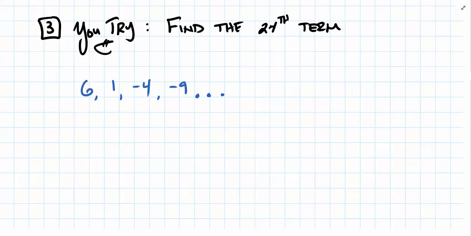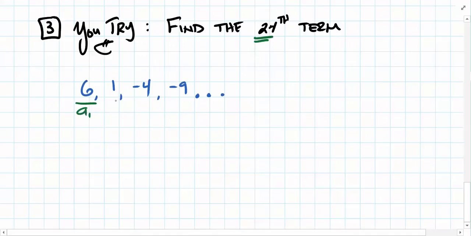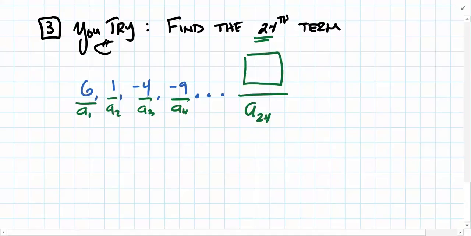Okay, box number 3, this is a U-try. It says find the 24th term of this arithmetic sequence. So you're given 6, 1, -4, -9. This is a sub 1, this is a sub 2, this is a sub 3, this is a sub 4. I want to know what the a sub 24 value is going to be. So you need to use the formula we just learned in box 2.